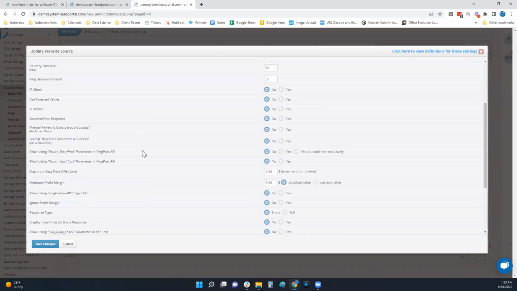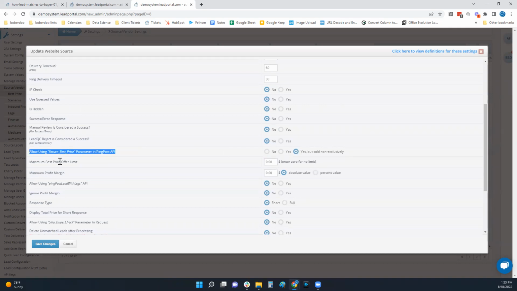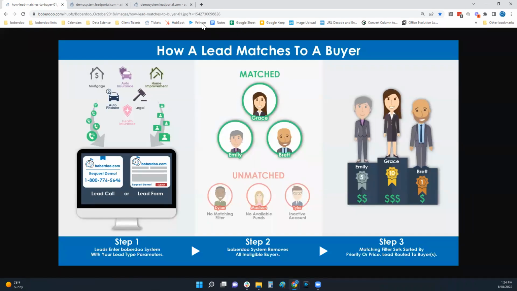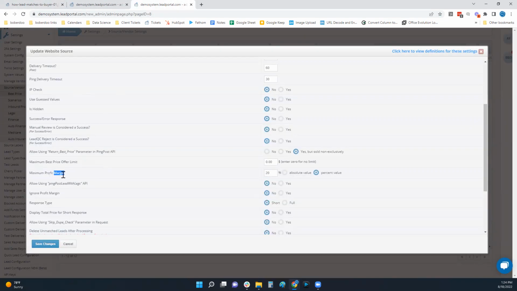So if we look at a case where we have a Ping Post lead buyer or Ping Post vendor sending you leads, and I'm a lead seller that wants to make a 20% margin. If I am based on best price, I am looking at the single best price. Let's say it's $10. I am carving out that 20%, and then I'm returning $8 back to the vendor as my represented bid.